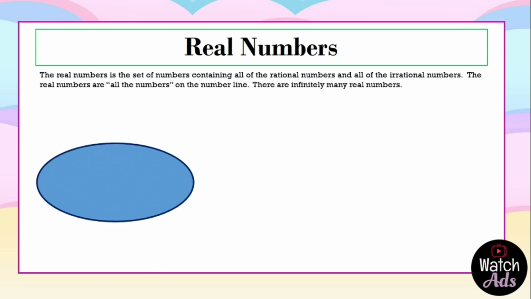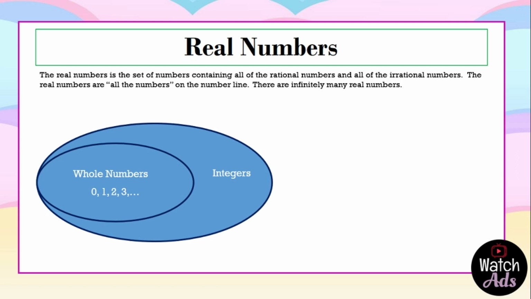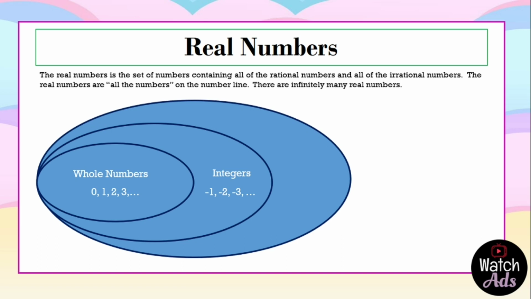Under the rational numbers, first we have whole numbers. Whole numbers are 0, 1, 2, 3, and so on. Next, we have integers. Integers include whole numbers as well as negative numbers, -1, -2, -3, and so on. These previous two sets are called rational numbers. Along with them are fractions.